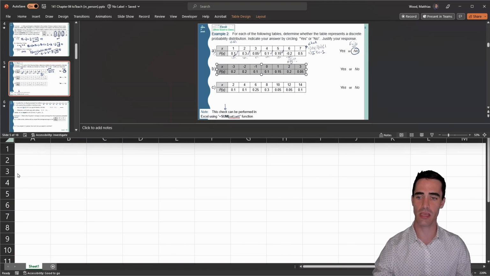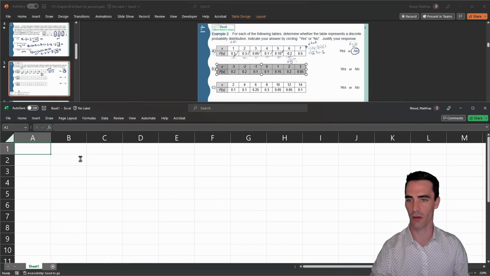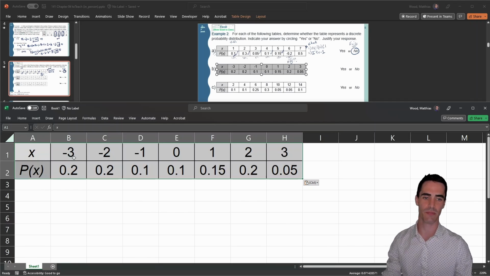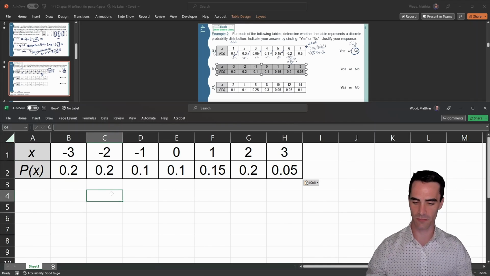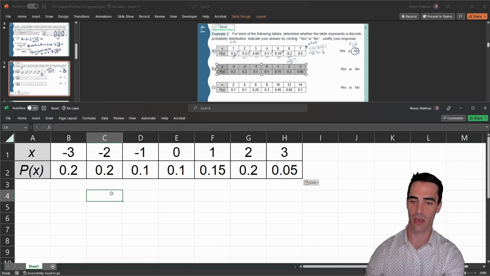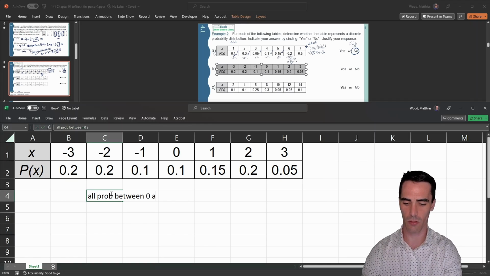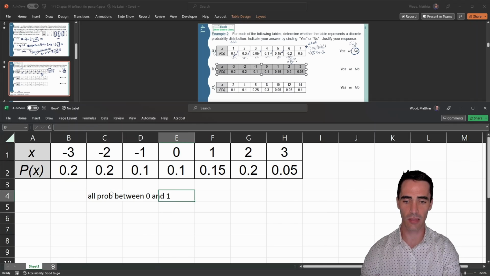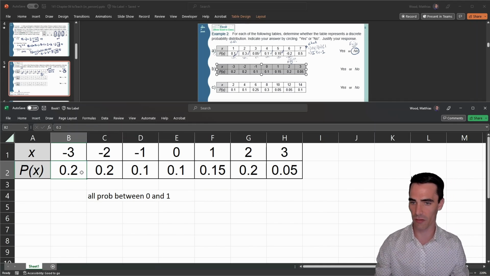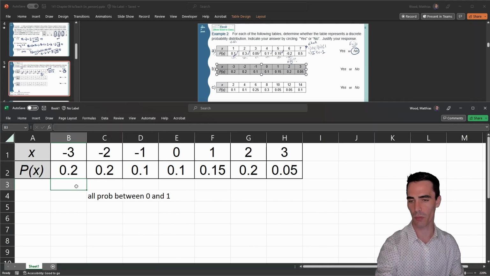So I'll hit Control C, go over to Excel anywhere I want, and hit Control V and paste my information into here. If I remember, those two properties are as follows. The first one was just that all my probability had to be between 0 and 1. I can look at my list, my probability of 0.2, I can look at that as 20%. Yeah, golden. Check on there.